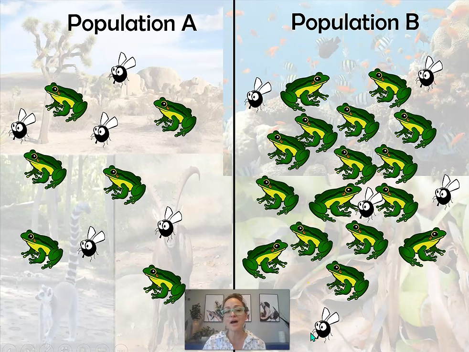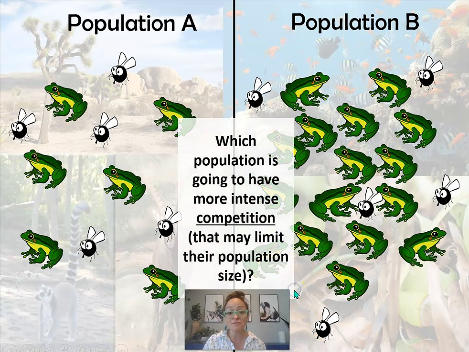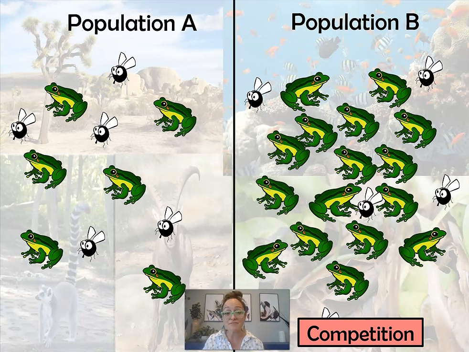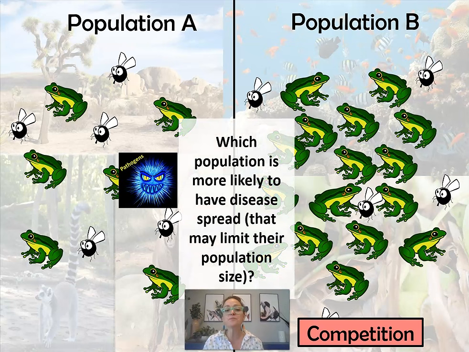So when we think about food availability or energy availability, we want to ask ourselves which population is going to feel the effects of a limited food supply. It's going to be population B, right? So population B is going to have pretty intense competition for resources. Competition is a limiting factor. It's going to limit who's able to survive based on the amount of food that they were able to access.